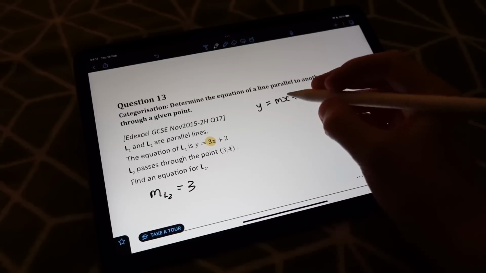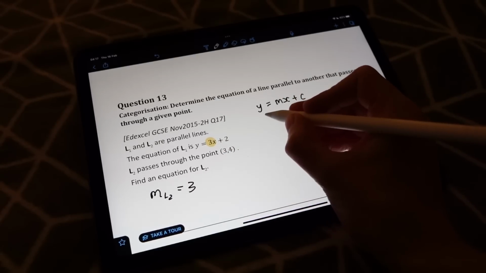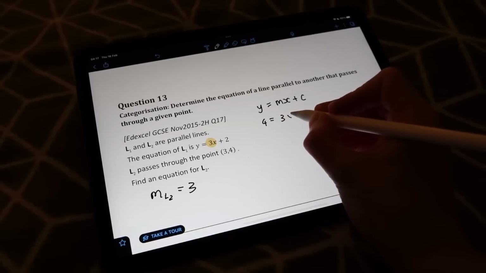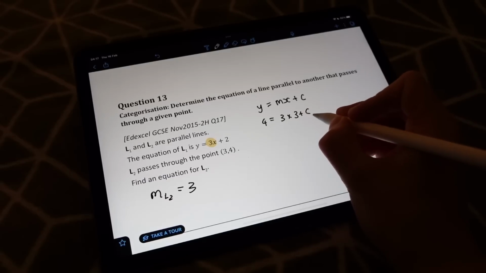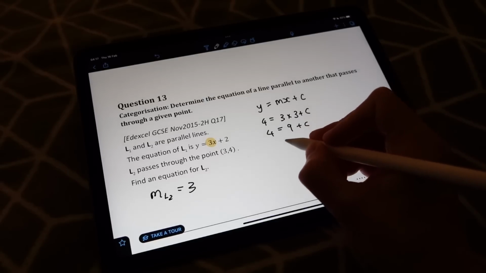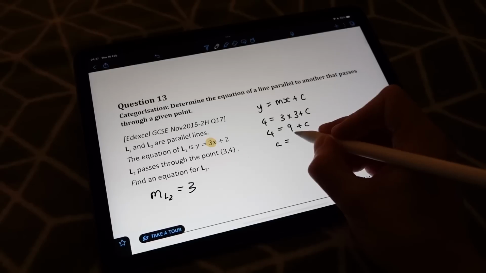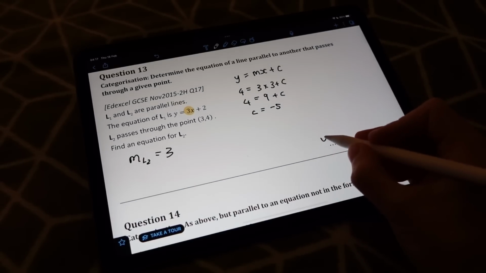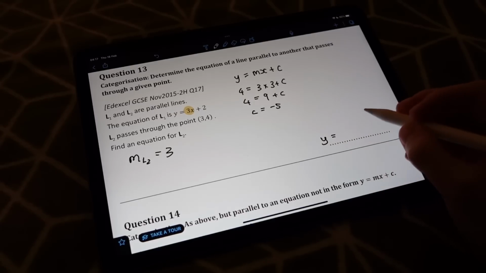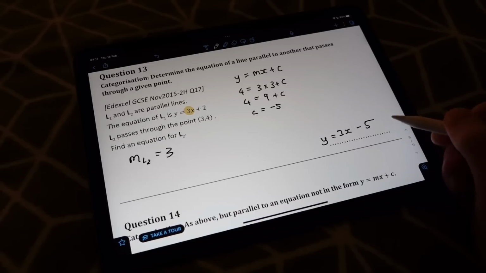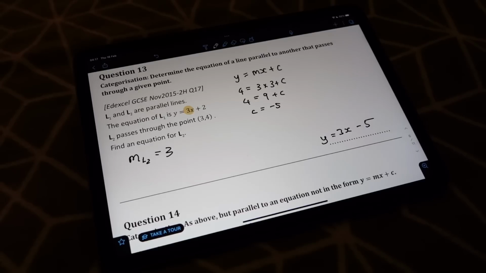We know m is 3. We know x is 3. And y is 4. So 4 is equal to 3 times 3 plus c. So 4 is equal to 9 plus c. Subtract 9 from both sides, we just get c is equal to minus 5. So our equation just turns out to be y is equal to 3x minus 5.